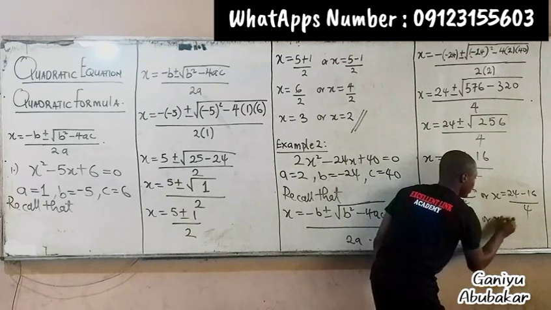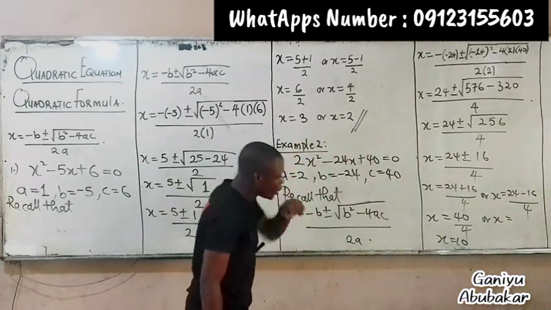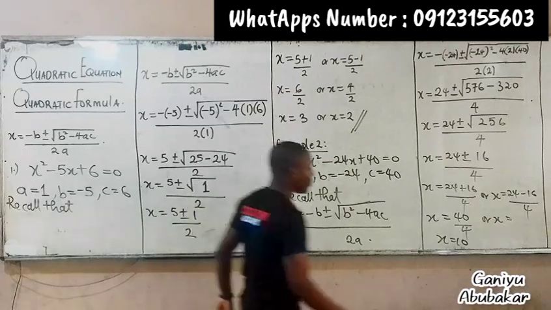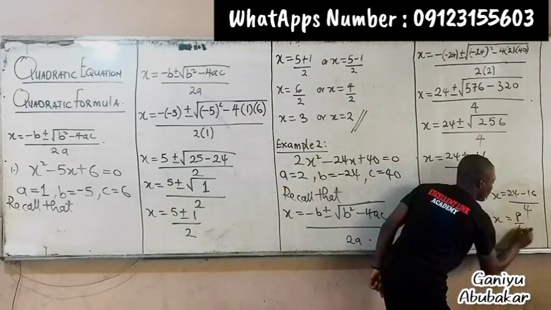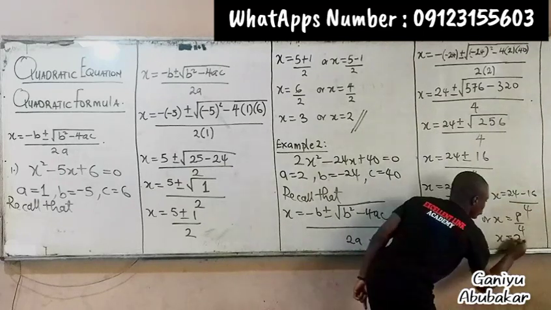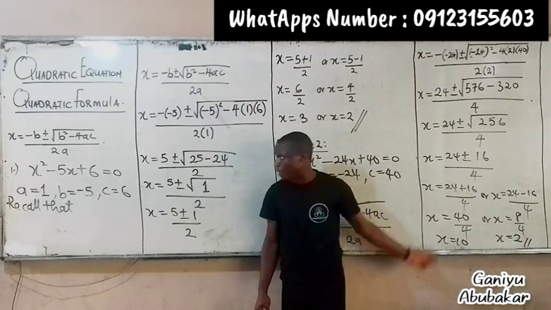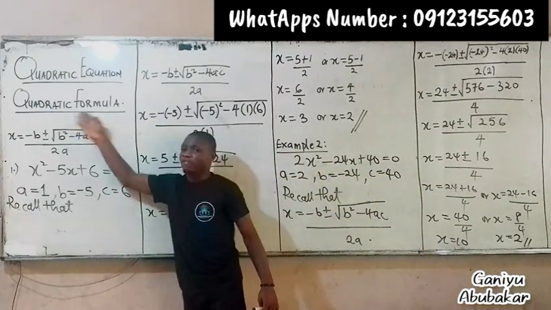Or x is equal to 24 minus 16, which is 8. I have 8 over 4, or x is equal to 2, as my final answer after solving this one via the quadratic formula.